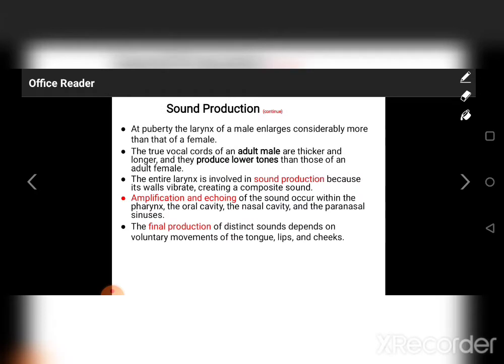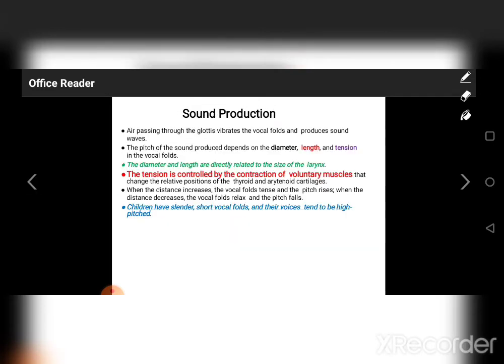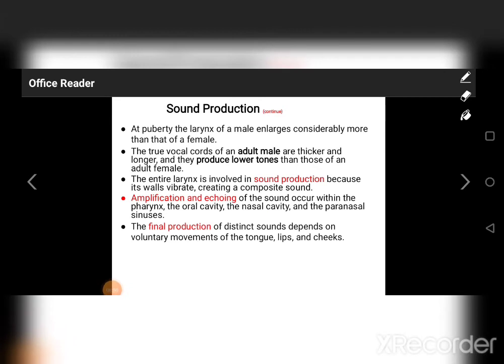So children have slender, short vocal folds and their voices tend to be highly pitched. At puberty, the larynx of males enlarges considerably more than that of females. So the true vocal cords of an adult male are thicker and longer, and they produce lower tones than those of an adult female. The entire larynx is involved in sound production because its walls vibrate, creating a composite sound.